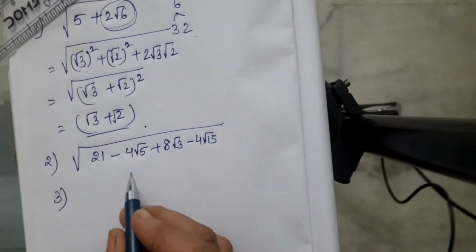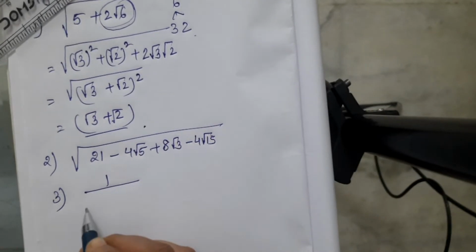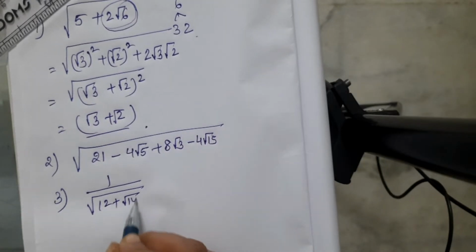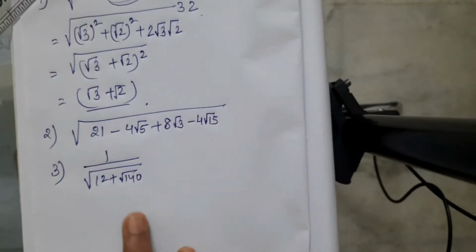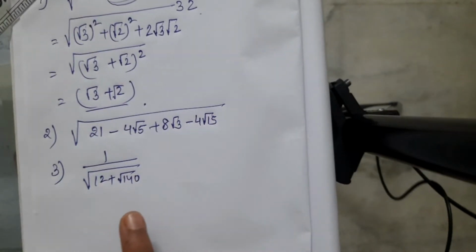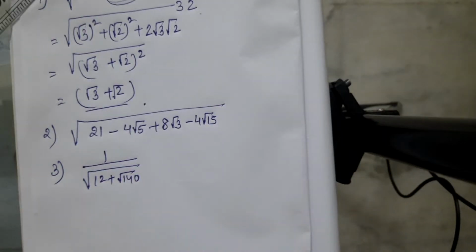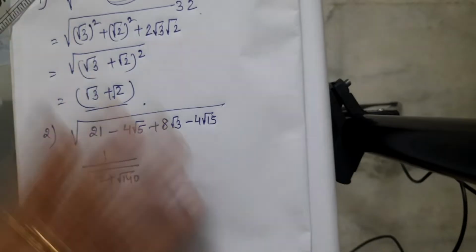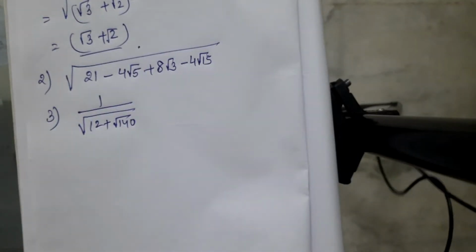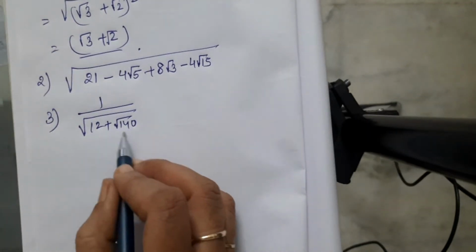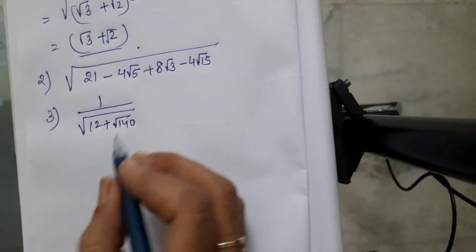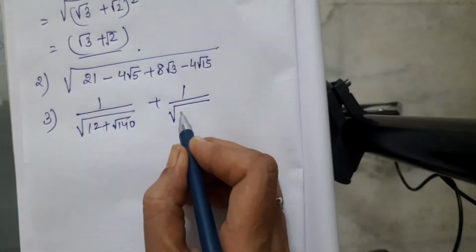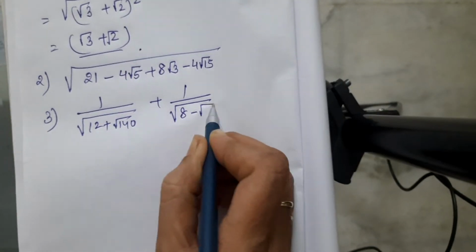First we'll solve the third question. The third one is 1 upon 12 plus 140. If you remember, we did this recently. Here 140 is there. If you recall what I told, if there is no 2 in front of the root number, we need to divide that number by 4. So here we are going to divide the number. So this is the third question: 8 minus root 60.